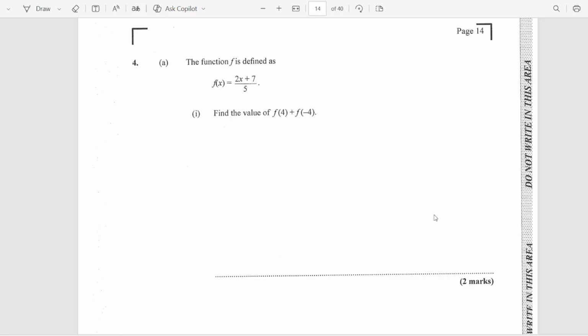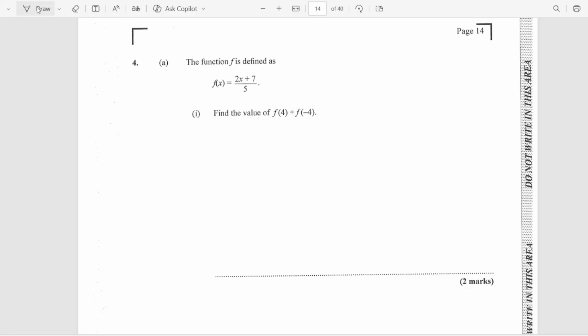January 2020 question 4. The function f is defined as f of x equals 2x plus 7 over 5. Find the value of f of 4 plus f of -4. What answer did they get for that? Ricardo, what answer did you get for that? 14 over 5.